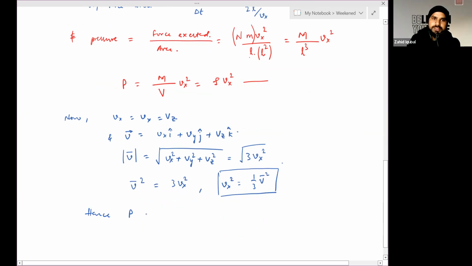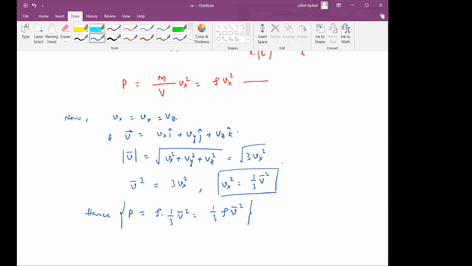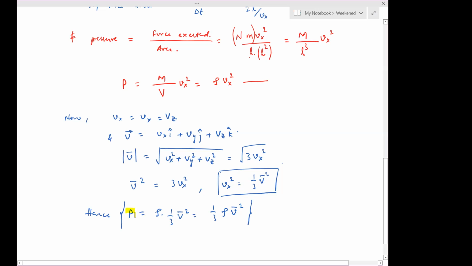Hence, pressure exerted will be rho times Vx squared, with Vx squared equal to 1/3 of V bar squared. So it will be 1/3 rho V bar squared. This will be your final expression of pressure exerted by an ideal gas. Memuna, any doubt? No, sir. Okay, just write it down.